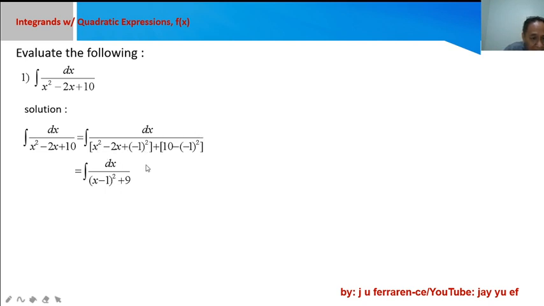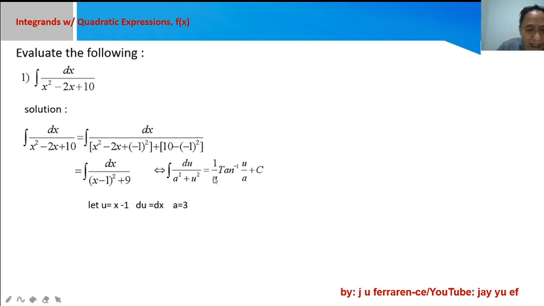15 minus 1 will give you 9. So this is now taking a form of u squared plus a squared. And if your u is x minus 1, so the formula to be used is... So I need a u du form. So if my u is x minus 1, the du is dx. So meaning, I can apply the formula directly.